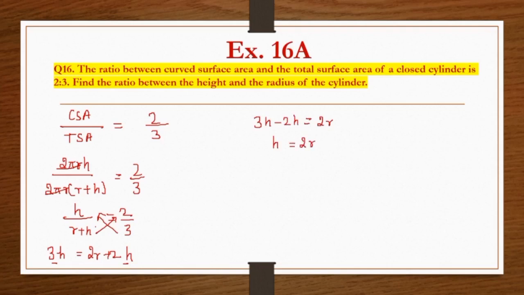As we want to find the ratio of height to radius, I am shifting this R to the other side. So we get H by R, meaning H is to R, that is 2. And if we do not have anything in the denominator, we can write it as 1. It means H is to R is equal to 2:1. So we got the ratio of these two.